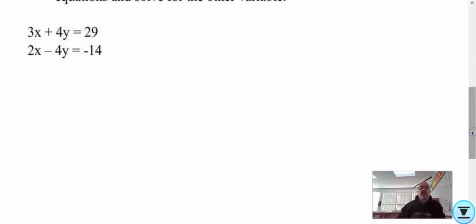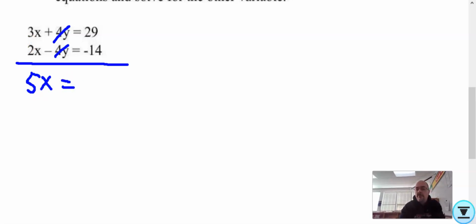All right, so let's see here. I'm going to go ahead and draw a line underneath this. And look, positive 4y and minus 4y become 0. They are eliminated. And 3x plus 2x is 5x equals, and let's see, 29 plus negative 14, I believe that is positive 15. So we eliminated the y.